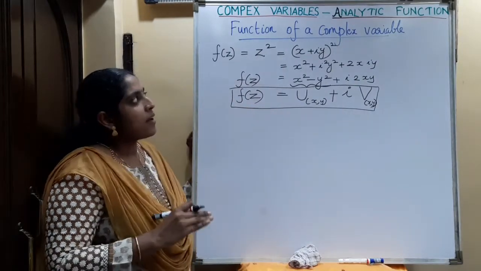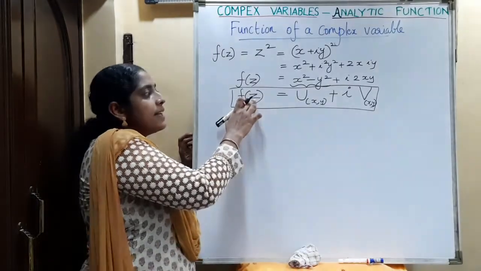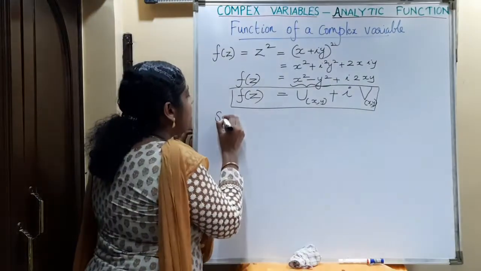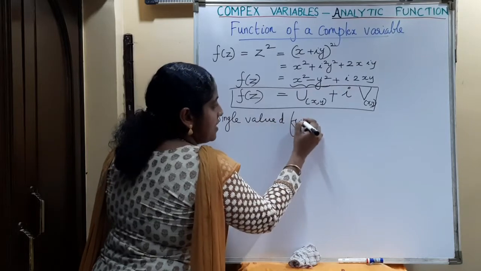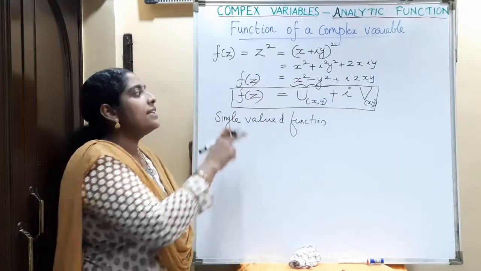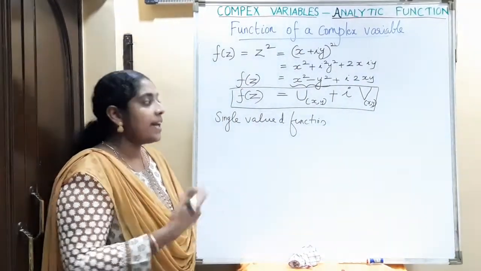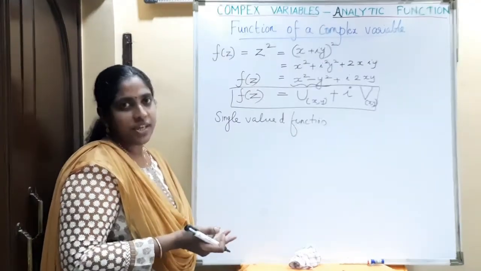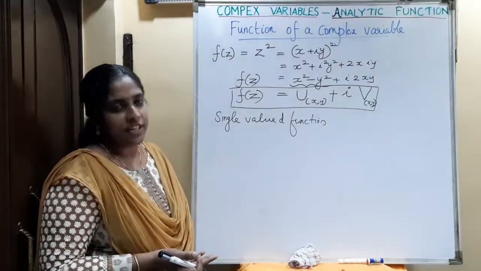In this function of a complex variable, if to each value of z there corresponds only one value of f of z, then we say that this function is a single valued function. What is the meaning of a single valued function? To each value of z, if there is only one value of f of z, then it is known as a single valued function. Otherwise, if there are many values of the function for each value of z, then it is known as a many valued function or multiple valued function.